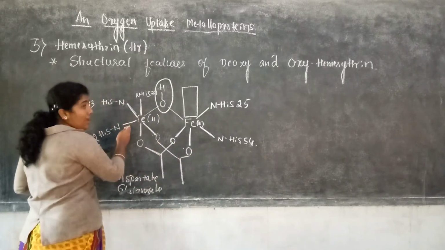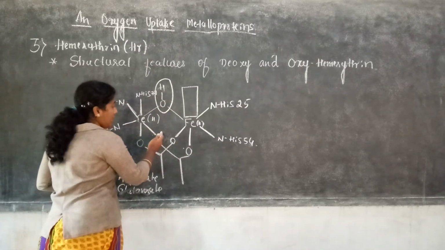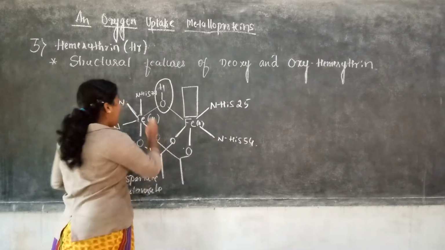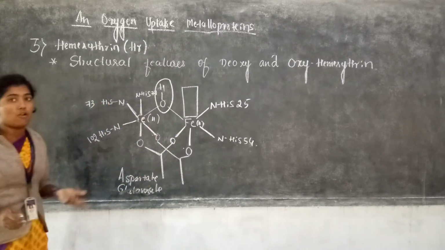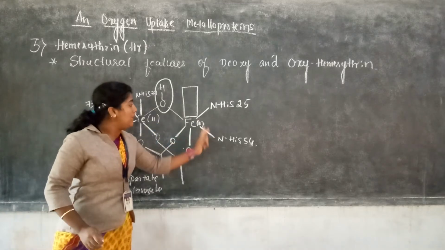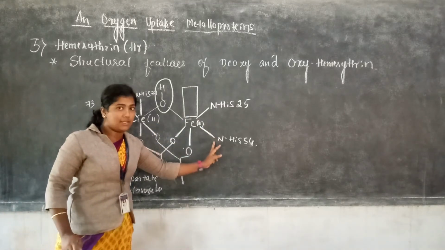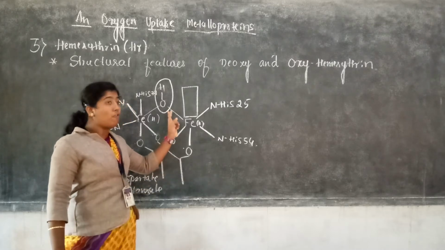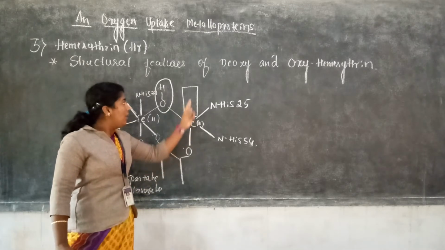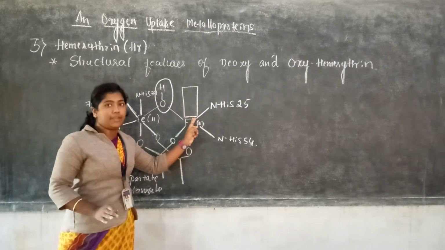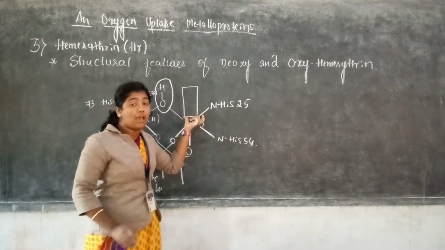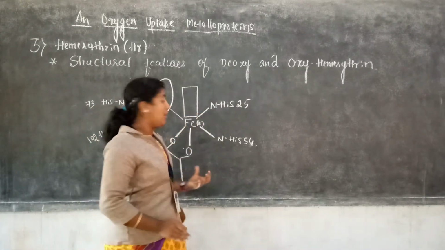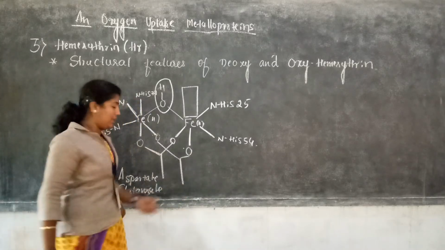Okay, first are N-histidine, and the second two sites are coordinated to the carboxyl group, and the fifth site is coordinated to the hydroxyl group. So here only two sites for N-histidine residues, two sites for the carboxylate group, and one for the hydroxyl group. So another site is vacant. So these vacant sites are reserved for dioxygen binding in the deoxy form of hemerythrin.